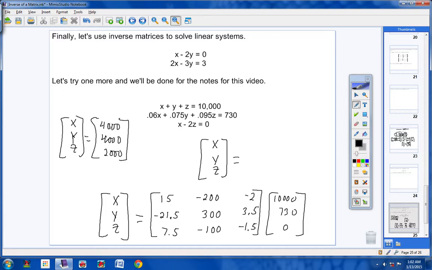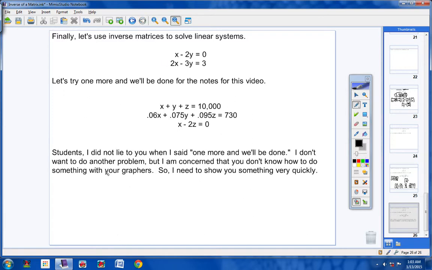Once again, write your coefficient matrix, then your XYZ matrix, then your constant terms, and then find the inverse of this matrix here, multiply it times both sides, use your calculator all that you want to, and you should be fine. Now, I did not lie to you when I said one more and we'll be done, because I'm not going to do another problem.